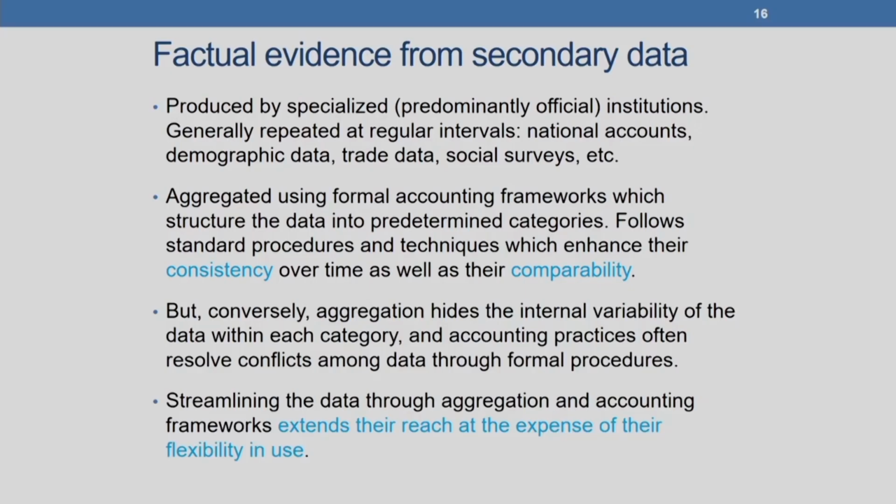Now, as I was saying, factual evidence may be collected from primary data or secondary data, and large sample surveys are usually carried out by official institutions, and they are generally repeated at regular intervals: national accounts, demographic data, trade data, social surveys, etc. For example, we have the Indian census operations carried out by the Registrar General of India every 10 years, or large sample surveys carried out by the National Sample Survey Organization every 5 years. Similarly, we have enterprise surveys, livestock surveys and so on, and agricultural censuses which are carried out every 5 years. So, these are also survey data.